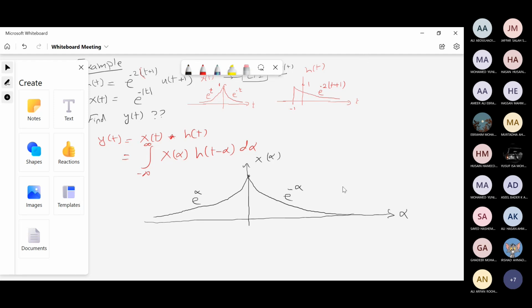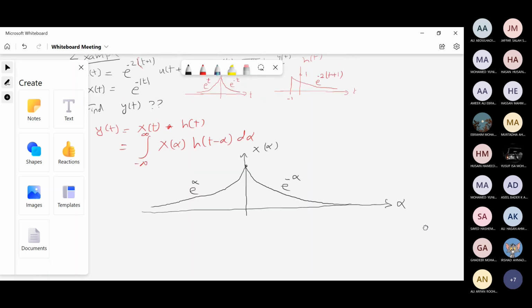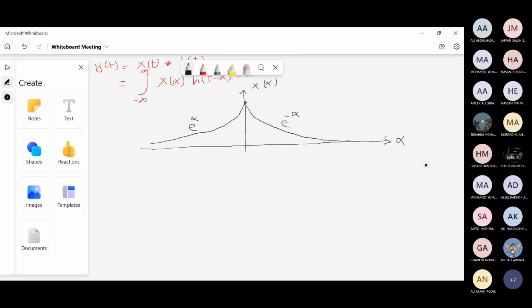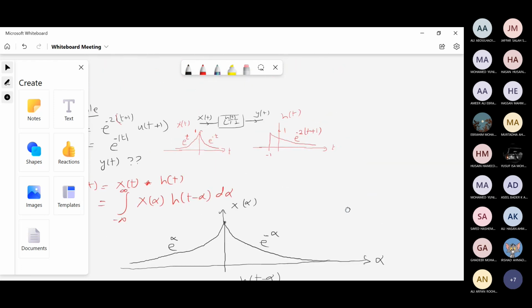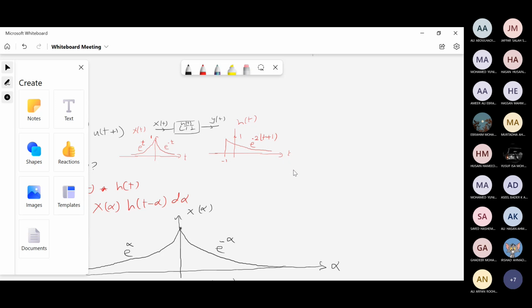Okay, so this is x of alpha. Okay, h of t minus alpha. This is alpha and this is h of t minus alpha. Notice now. So this is h of t; for h of alpha, we just replace t with alpha. This is the first thing.